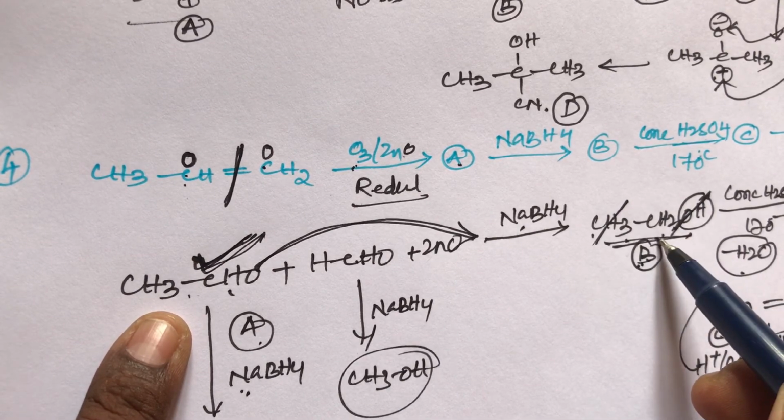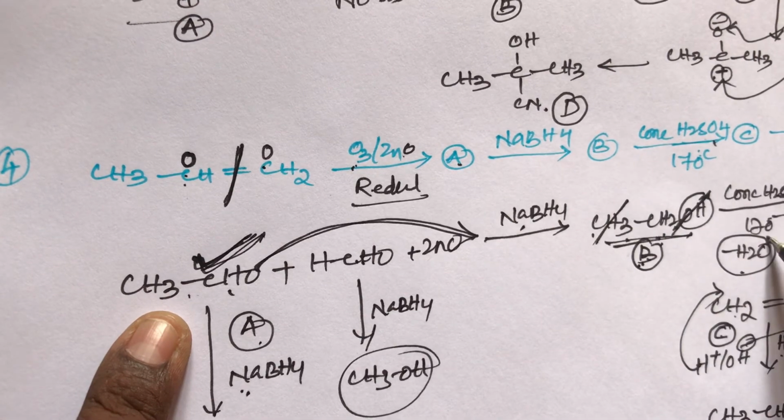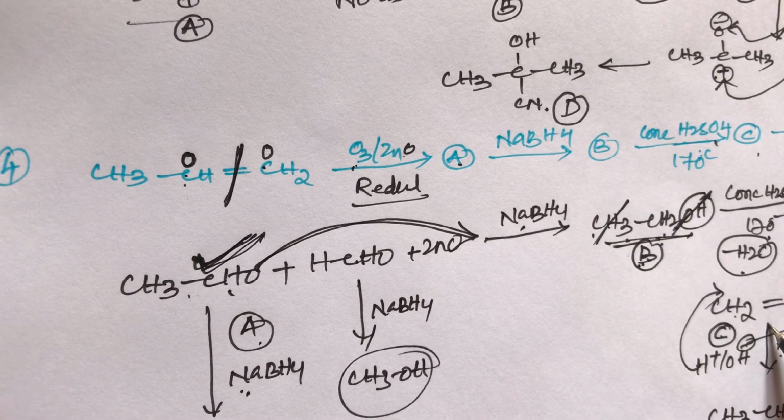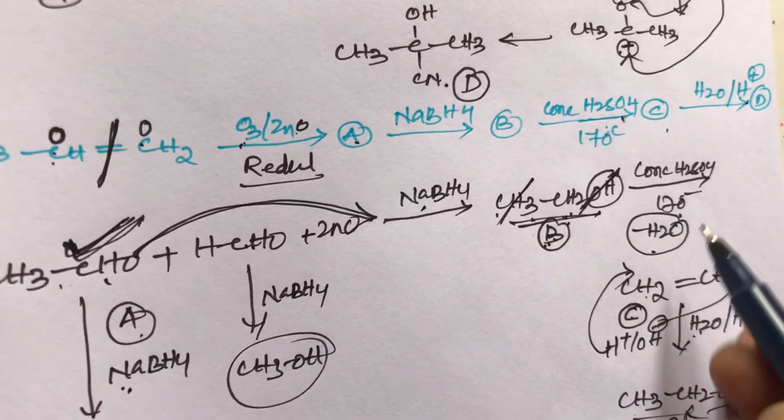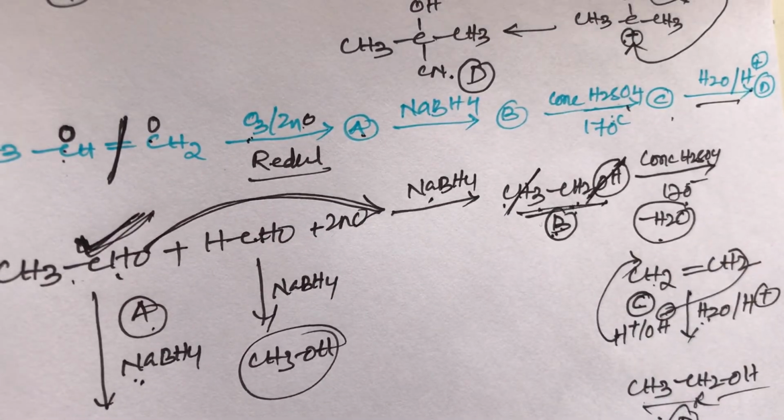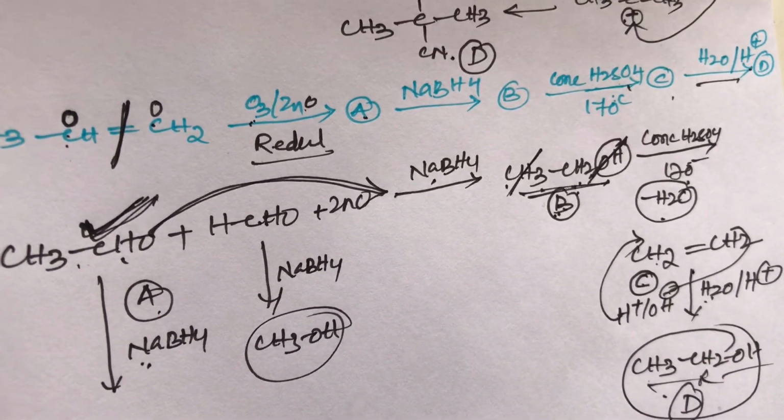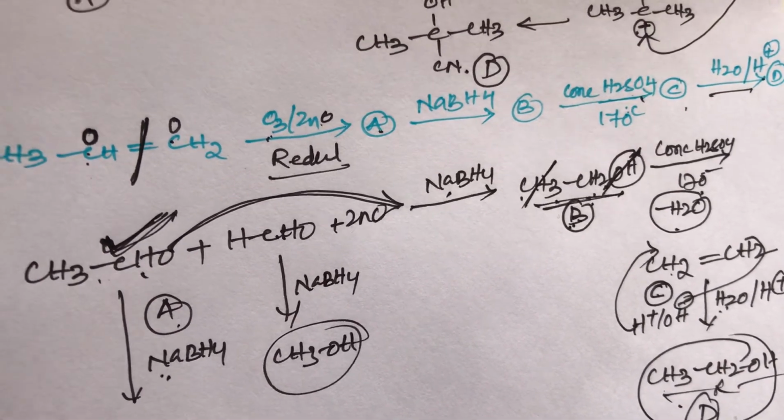This B compound reacts with concentrated H2SO4 at 170 degrees centigrade to give the C compound, which is ethylene. When ethylene reacts with water in the presence of acidic hydrogen, it gives ethyl alcohol. This is the final product. So this is a simple trick for the conversion.